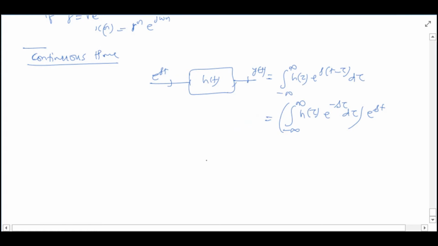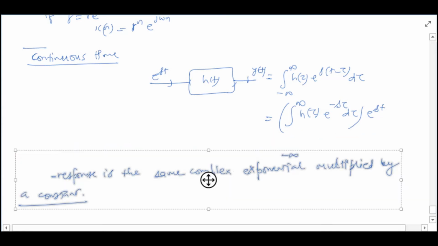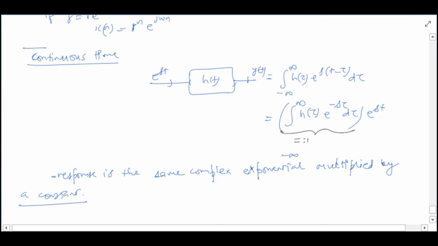We see that the response of the LTI system to the complex exponential is the same complex exponential scaled by a constant. The response is the same complex exponential e^(st) multiplied by a constant. This constant is denoted as H(s) and is called the transfer function.